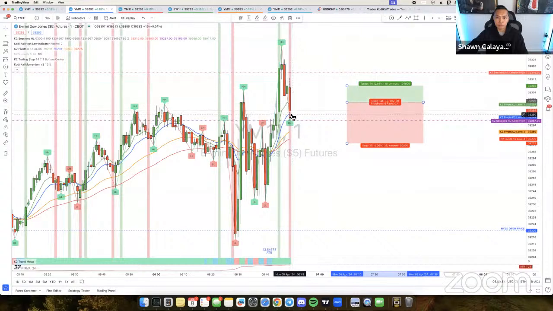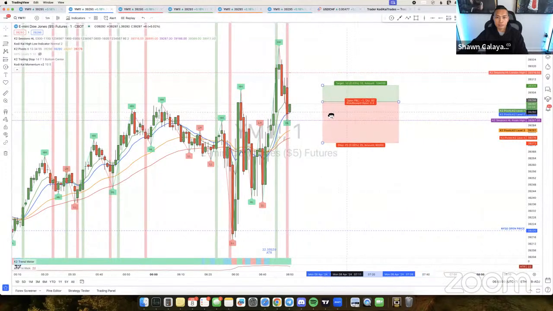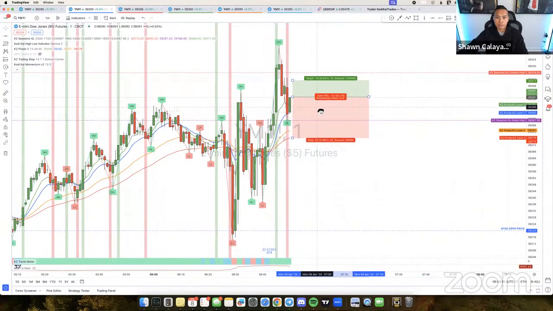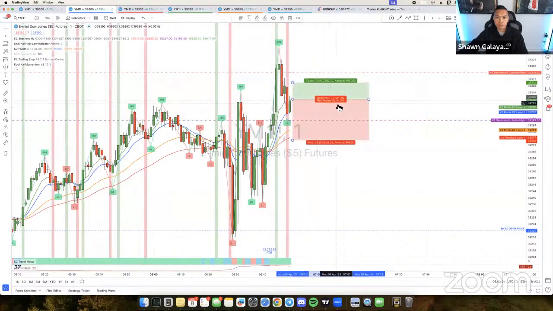So we have a low over here with a red candle. So there might be a possibly, okay, so this might be a consolidation variation right here.